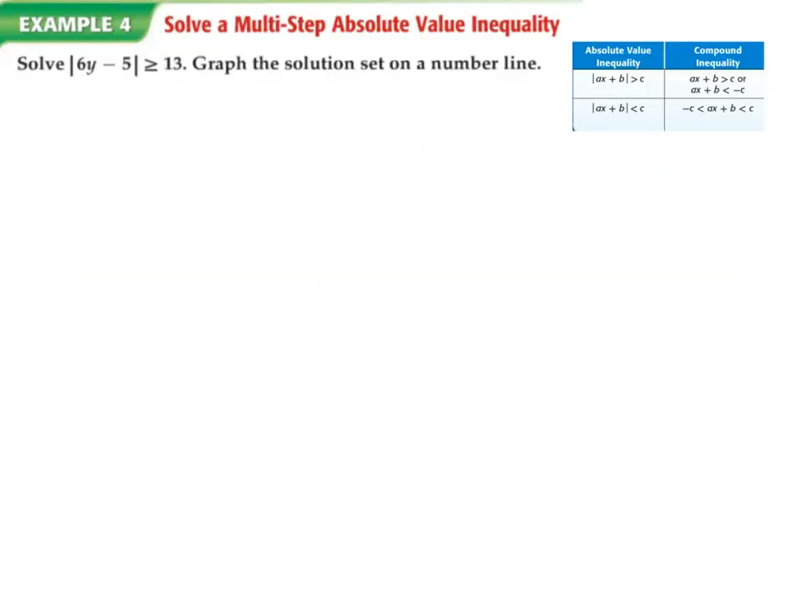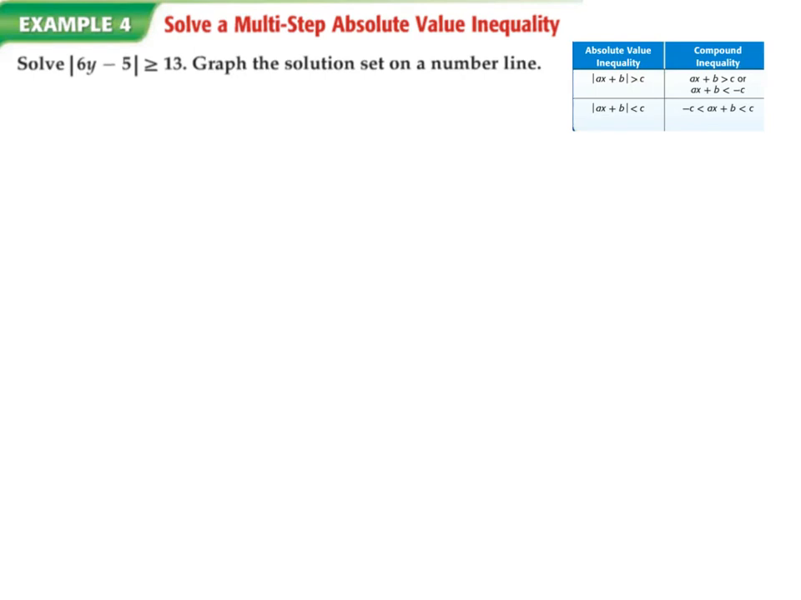Okay, so our last example is to solve a multi-step absolute value inequality. And I went ahead and copied a little piece of your notes over here to the right, and that's going to help us be able to set this up. So we have the absolute value of 6y minus 5 is greater than or equal to 13. So we want to take a look at this first one over here because this is talking about greater than. So we're going to set this up 2 different ways.